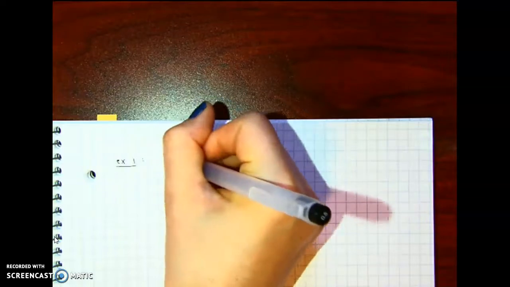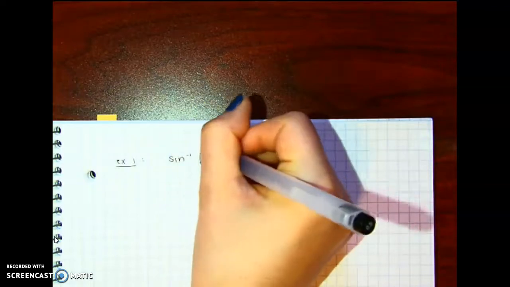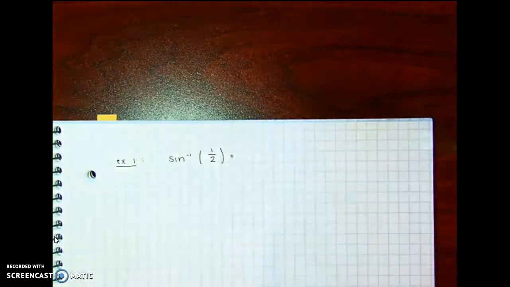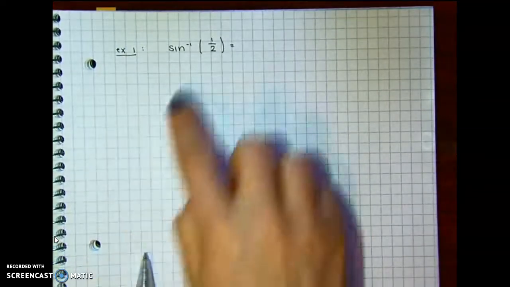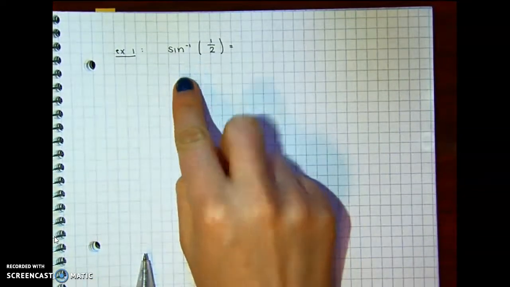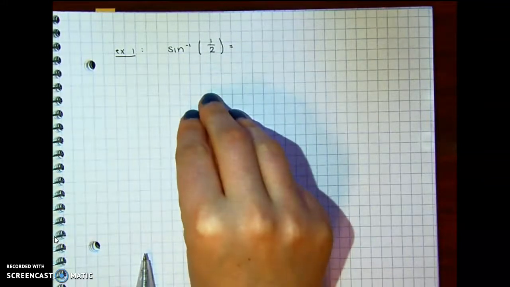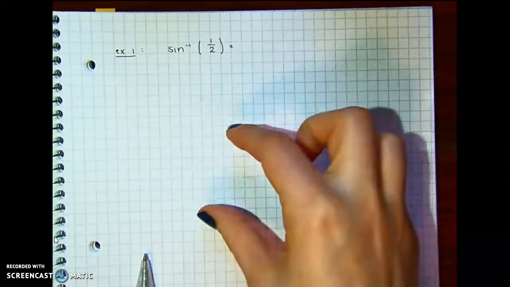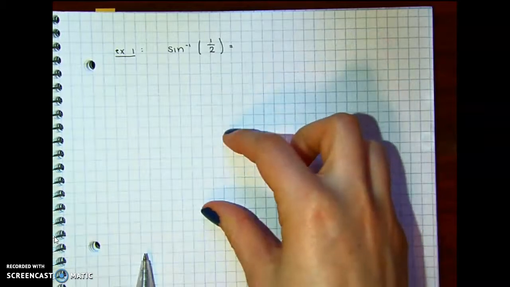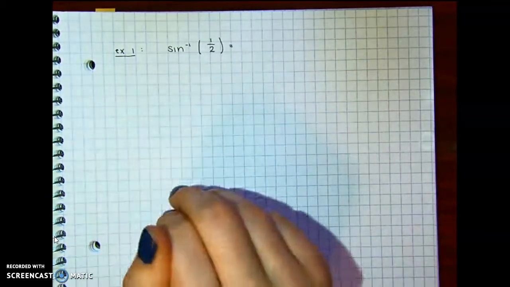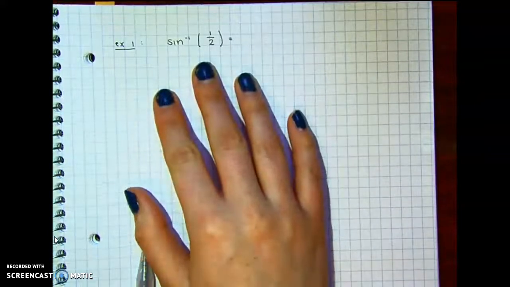So if I have inverse sine of 1/2, I'm thinking a couple of things. First of all, I'm thinking, okay, sine is my y value. 2, I'm thinking y value of 1/2. 3, I'm thinking domain restriction between negative pi over 2 and pi over 2. And I want this in radians. Safe to say, always radians, no degrees, unless the directions say otherwise.